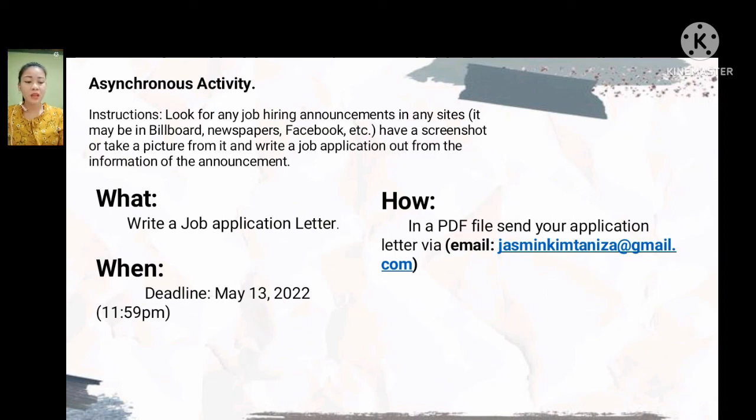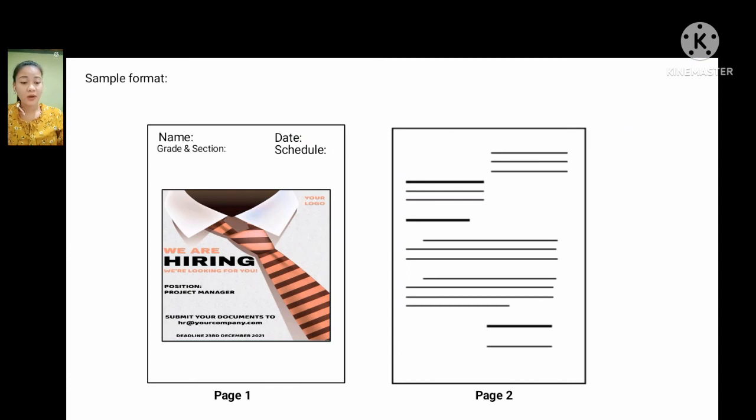Your output will be sent as a PDF file through my email right here. So I have here my email, jasminekimtanyeza@gmail.com. The deadline is May 14. We have the format for sending your output. For page 1, as you can see, you have your name, grade and section, date, schedule, and the picture or the screenshot of the hiring announcement. And then for the second page, your application letter.